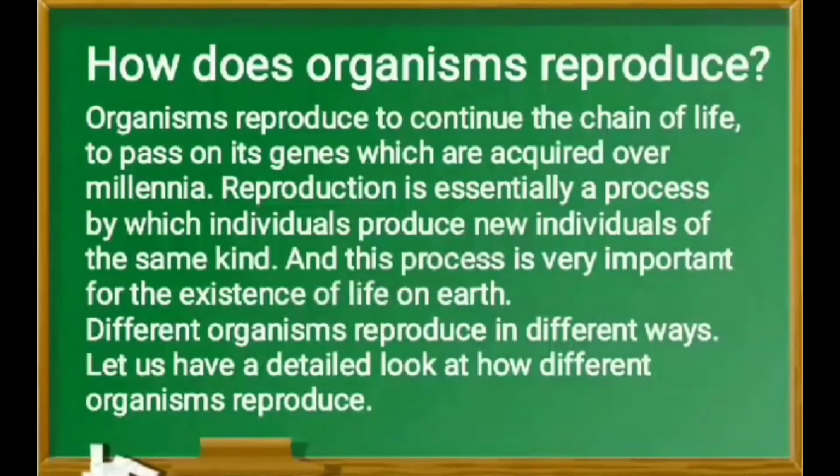How do organisms reproduce? Organisms reproduce to continue the chain of life, to pass on their genes which are acquired over millennia. Reproduction is essentially a process by which individuals produce new individuals of the same kind. This process is very important for the existence of life on Earth. Different organisms reproduce in different ways. Let us have a detailed look at how different organisms reproduce.